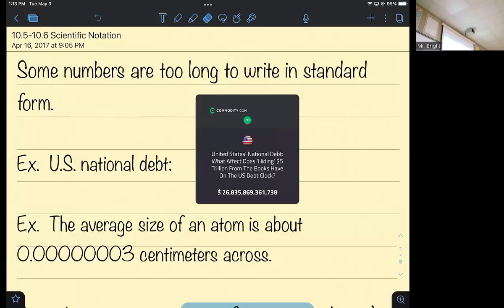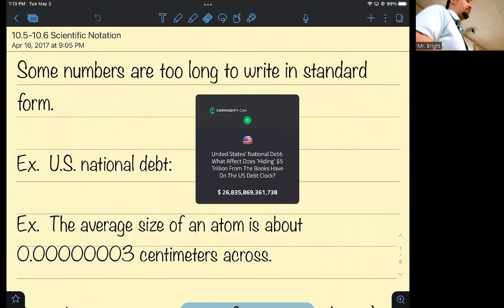Okay. Today we are starting the final two sections of chapter 10 over scientific notation. One of them is writing numbers from standard form in scientific notation. The other one's titled writing numbers in scientific notation back in standard form. And so we're just going to do both of them together.